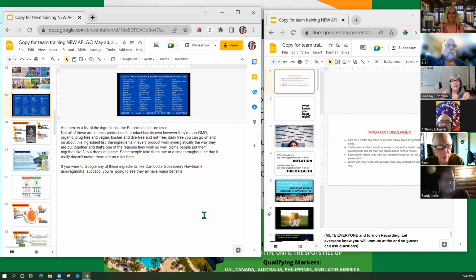The ingredients in every product work systematically, the same way they are put together, and that's one of the reasons they work so well. Some people put them together, like 3 to 4 drops at a time. Some people take them one at a time throughout the day. It really doesn't matter. There are no rules here. If you were to Google any of these ingredients, like Cambodia, gooseberry, I'm saying that right? Yep. Hawthorn, Ashwagandha, avocado, you're going to see they all have major benefits.